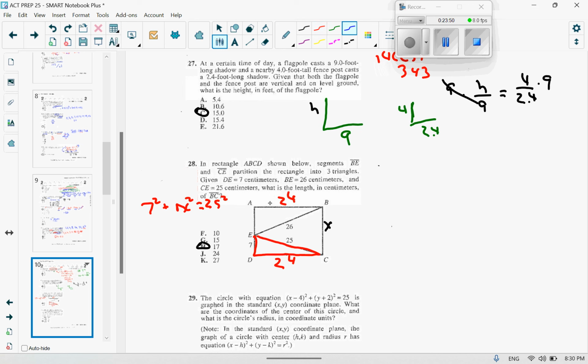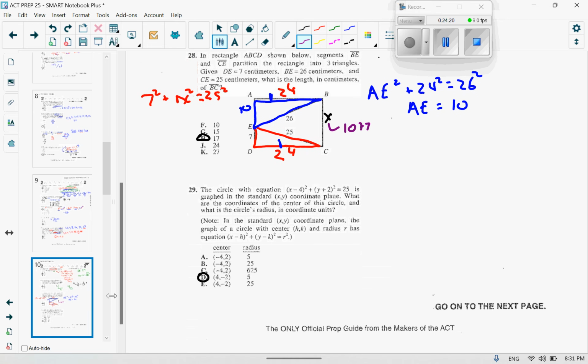Because they're rectangles, this has to be congruent to this. And then I could do a triangle right here. So I know that AE squared plus 24 squared has to equal 26 squared. So you find that AE is actually 10. Therefore, if this part is 10 in blue and this part is 7, x has to be 10 plus 7, and therefore 17, because the opposite sides are congruent in rectangles.